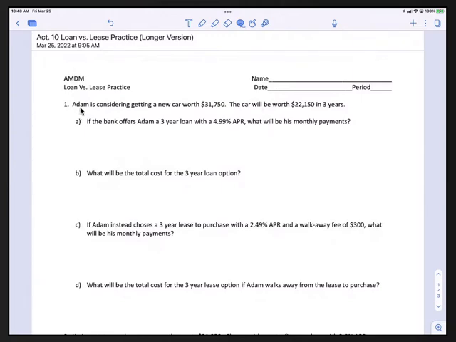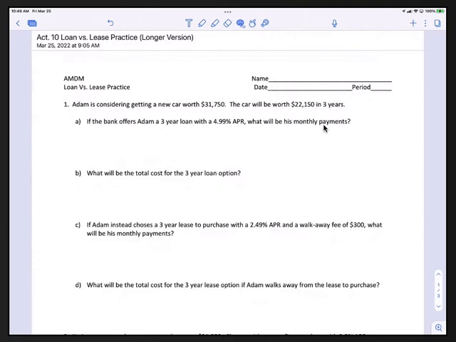Alright, question 1, it says Adam is considering getting a new car that's worth $31,750. The car will be worth $22,150 in 3 years. Part A, if the bank offers Adam a 3-year loan with a 4.99% APR, what will be his monthly payments? All right, so we're going to be putting all of this into the TVM calculator.